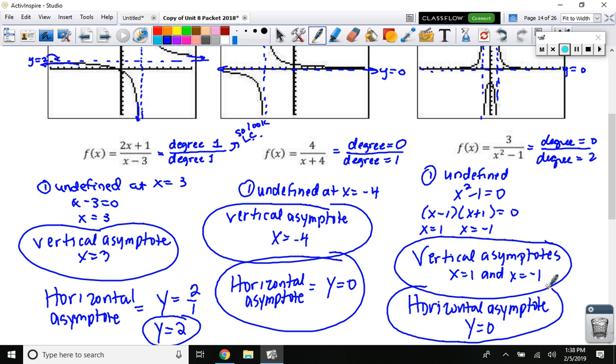We're clear on the difference between what we did last night, points of discontinuity. That's when we can cancel things out, right? Break it down to something more simple. Okay. All right.